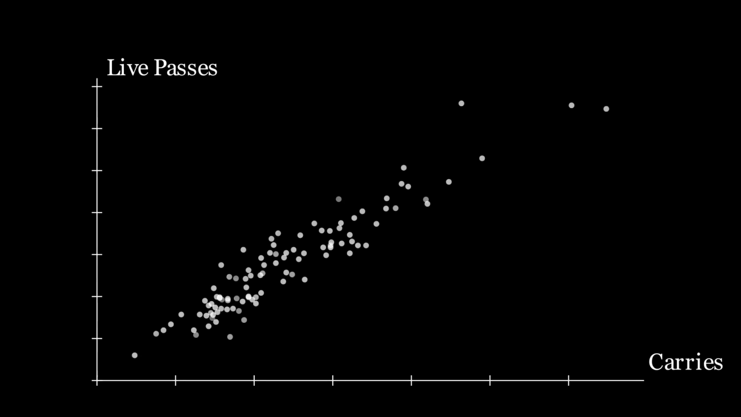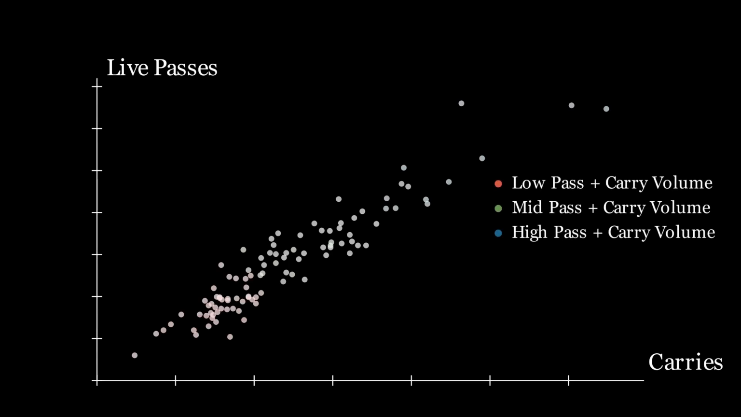Let's start with just two metrics: carries on the x-axis and live passes on the y-axis. Even with only two stats, K-means already finds three sensible groups: low, medium, and high involvement players. But notice something: the points almost fall along a line. That's not a coincidence, it's a sign these two variables are strongly correlated. Players who carry a lot also tend to play a lot of live passes, and players who do little of one usually do little of the other.